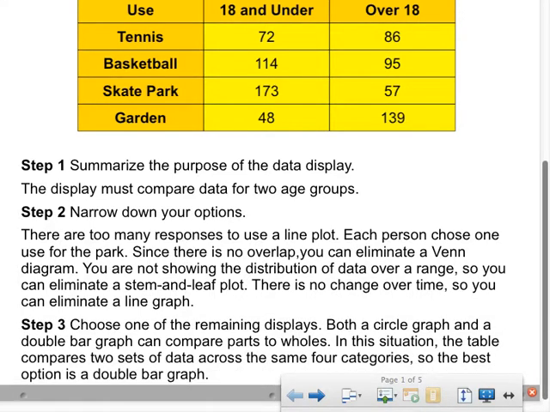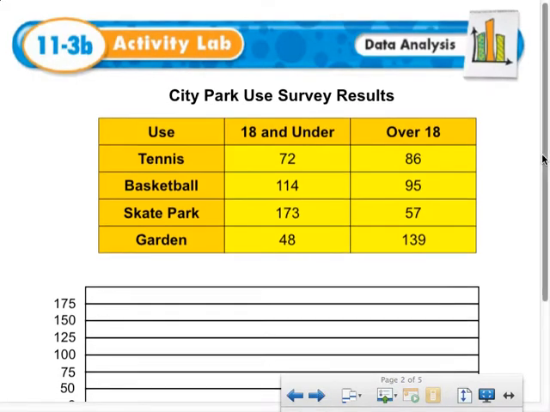And then the last one, step 3, choose one of the remaining displays. Both a circle graph and a double bar graph can compare parts to wholes. In this situation, the table compares 2 sets of data across the same 4 categories. So the best option is the double bar graph. So I want to go ahead and make this double bar graph.